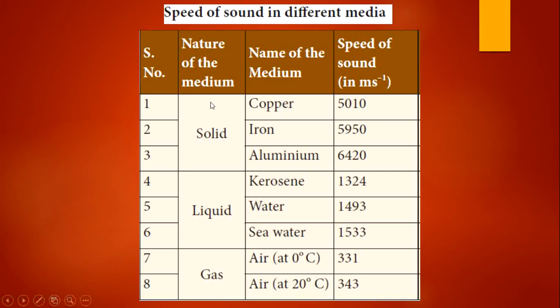It is very important. They will ask one word questions from the tabular column. What is the speed of sound in copper? The speed of sound in copper is 5010 m/s. So, study all these values.